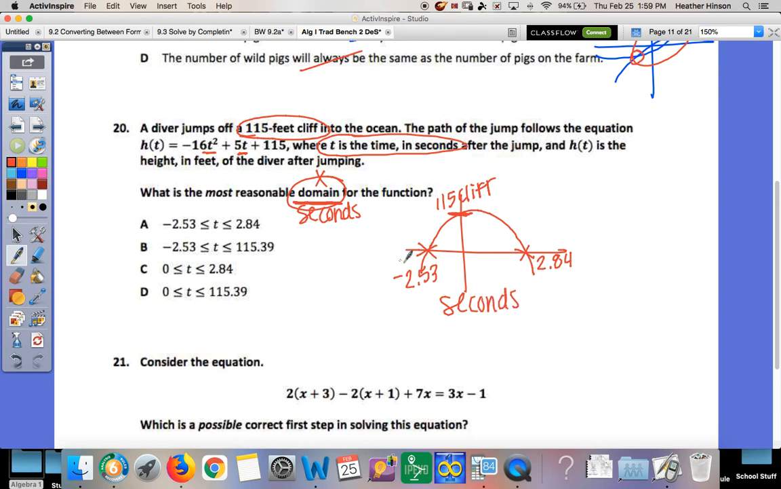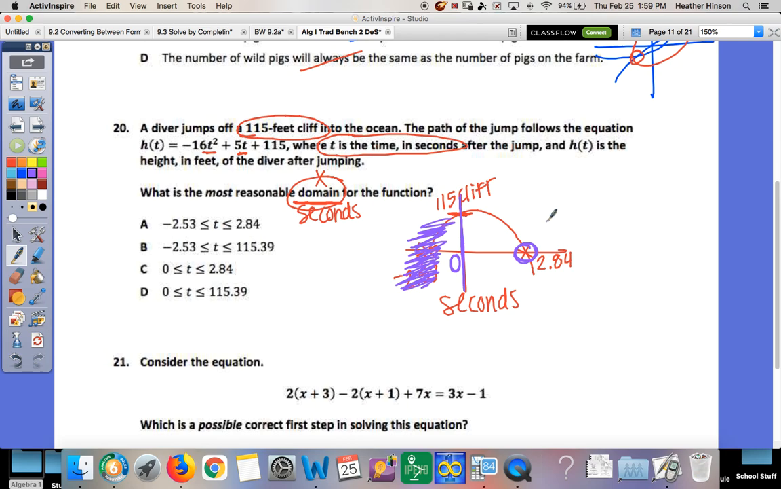The reason we don't start there is because our domain is seconds. There's no such thing as negative time. We don't know how to time travel to the past yet. So we don't get to include the negative part of the graph. This whole part of the graph gets canceled out. We have to start at 0 for time. We cannot go to negative. So we're going to start at 0, and then she jumps off and she hits the water at 2.84.